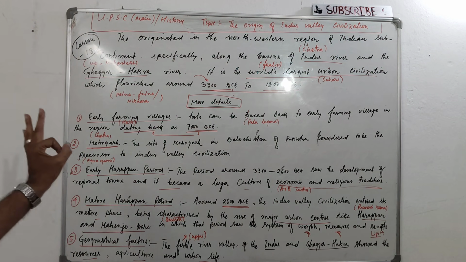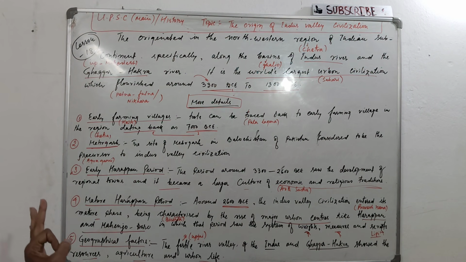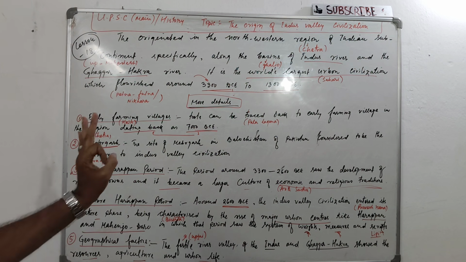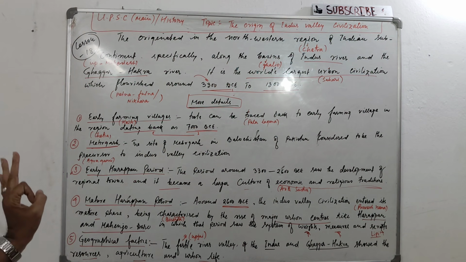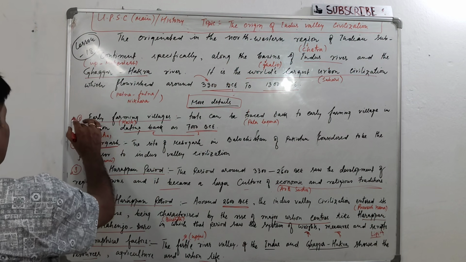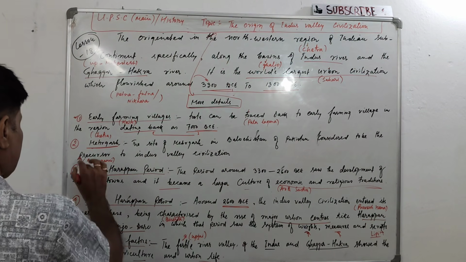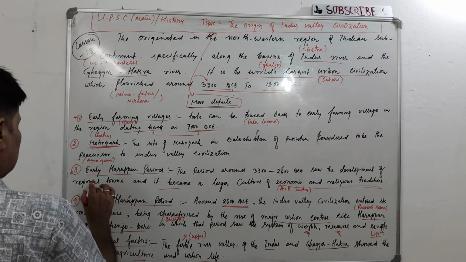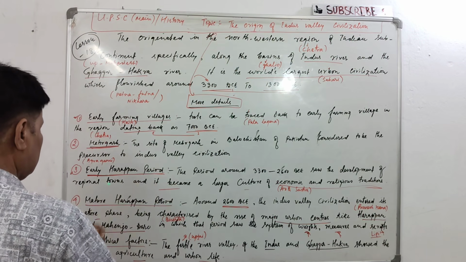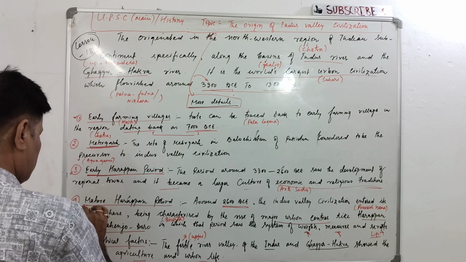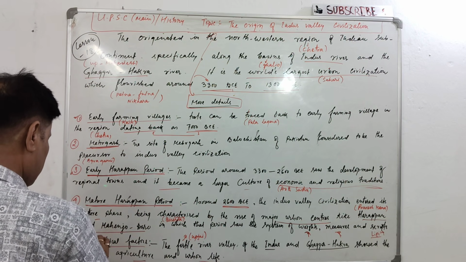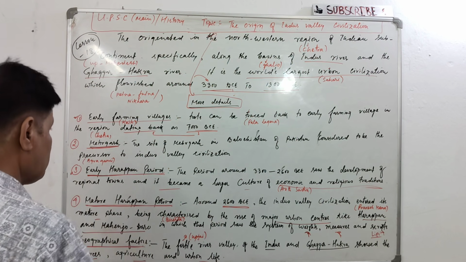Friends, you have to understand these five important details about the origin of the Indus Valley civilization. First, early farming villages. Second is Mehergarh. Third is the early Harappan period. Fourth is the mature Harappan period, and fifth is geographical factors.